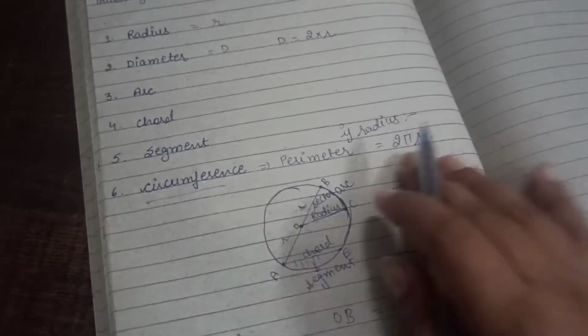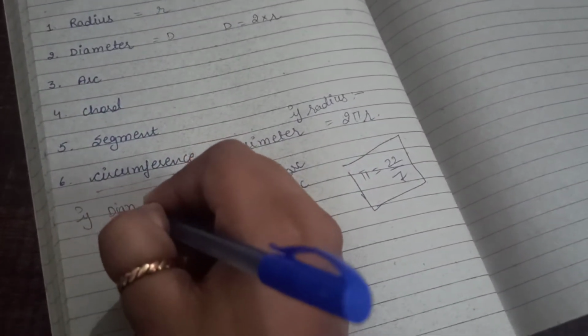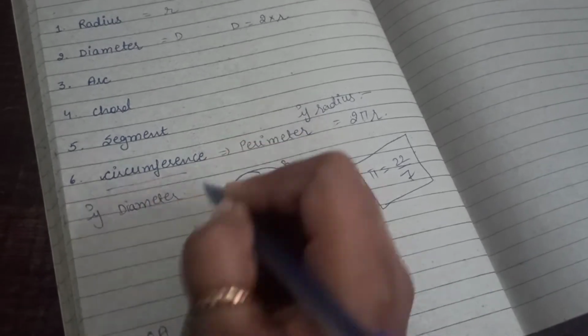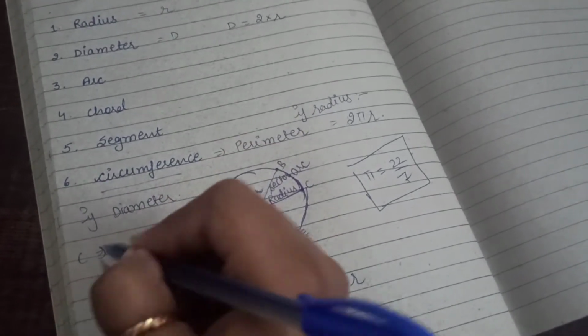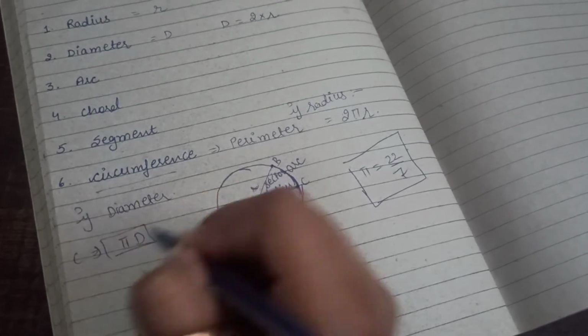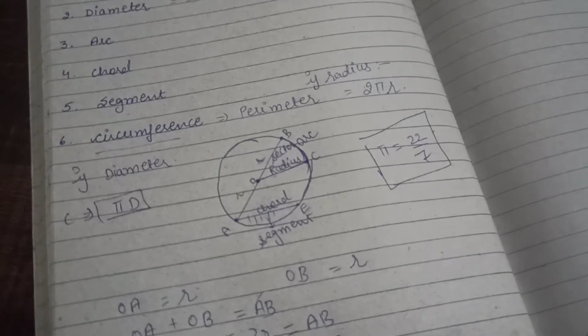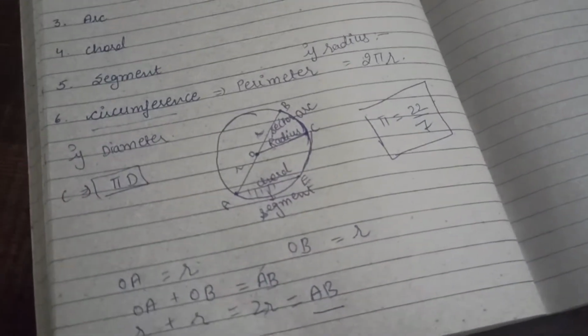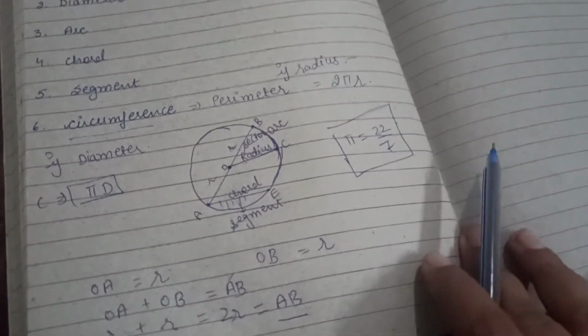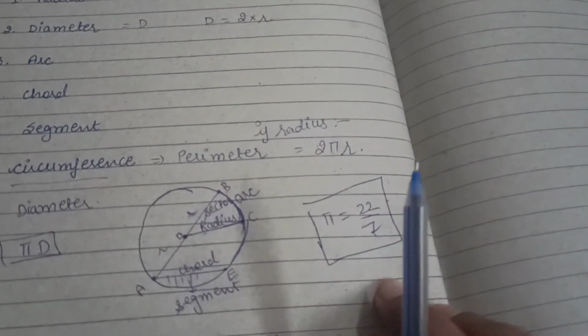If diameter is given, then the formula of circumference is pi d, because d equals 2r. So pi d, and the value of pi is 22 by 7. So this is about the circumference of the circle.